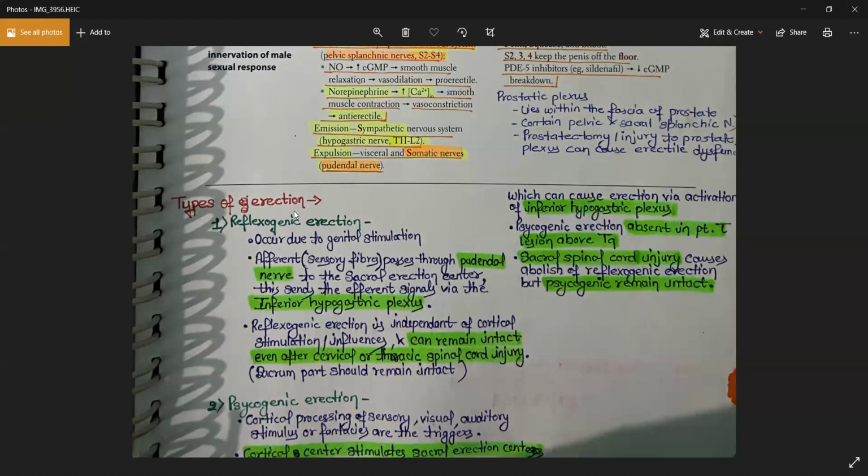Step 1 will ask you about this reflexogenic erection, and it will be a patient who has some kind of trauma or an accident. Because of that, he has damage in the spinal cord that makes him paralyzed, but he can still have a weak erection after stimulation of the genitals, and that happens because of the reflexogenic erection. Step 1 will ask why the patient is still having the erection. The answer will be the pudendal nerve and the inferior hypogastric plexus. Step 1 will ask what the afferent limb of this erection is. It will be the pudendal nerve. They will ask what the efferent signals are. It will be the inferior hypogastric plexus.